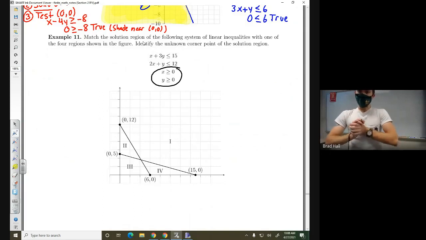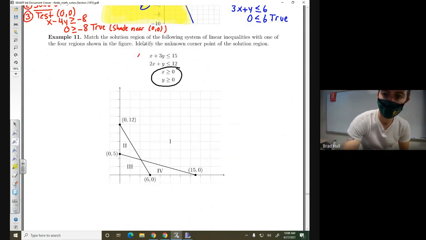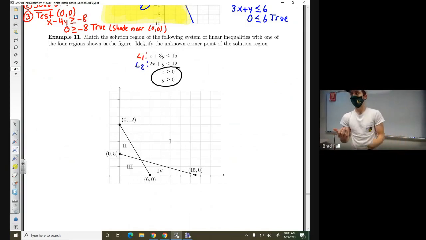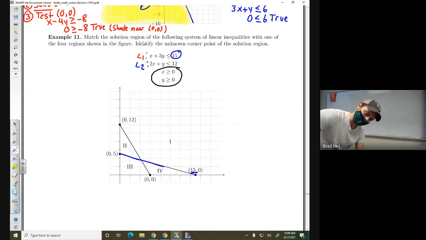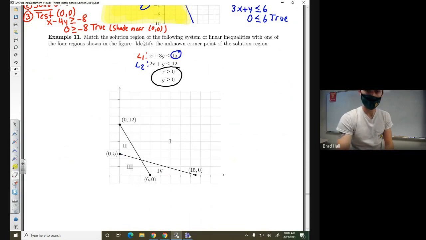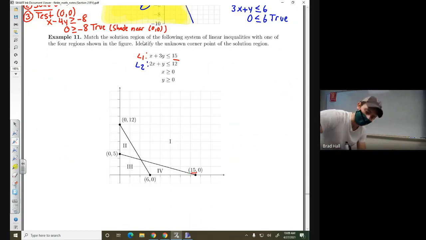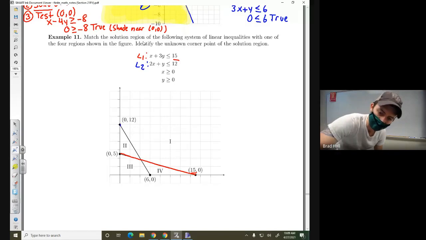So the first thing we have to do, if the first line we call L1 and the second one is L2, is figure out which line corresponds to which. Now, one indication of this, I see a 15, and there's a 15 down here. So I would assume, to match my coloring scheme, that L1 would be the red line, or the first line, which by process of elimination means this would be the second one.